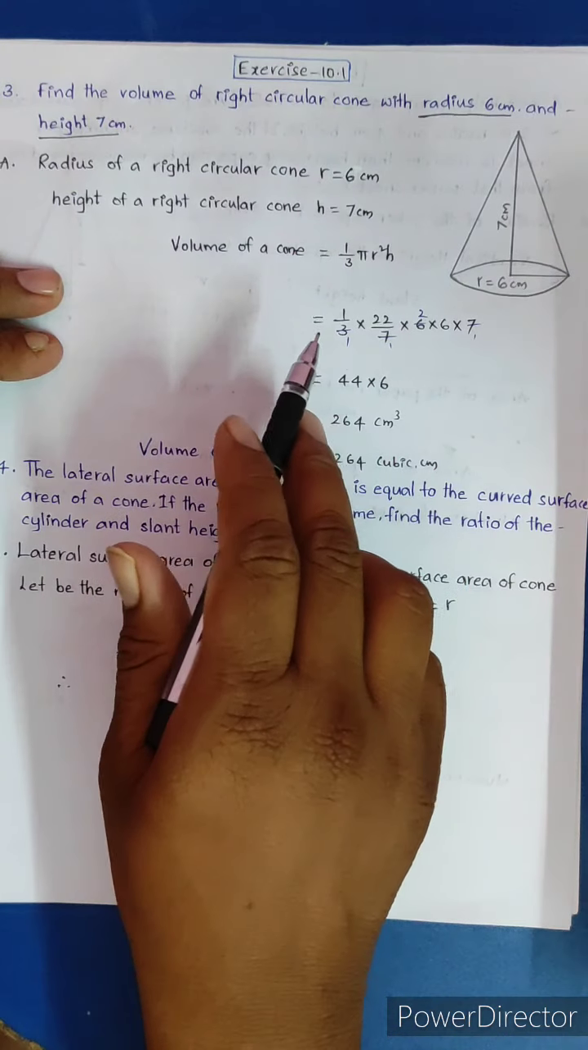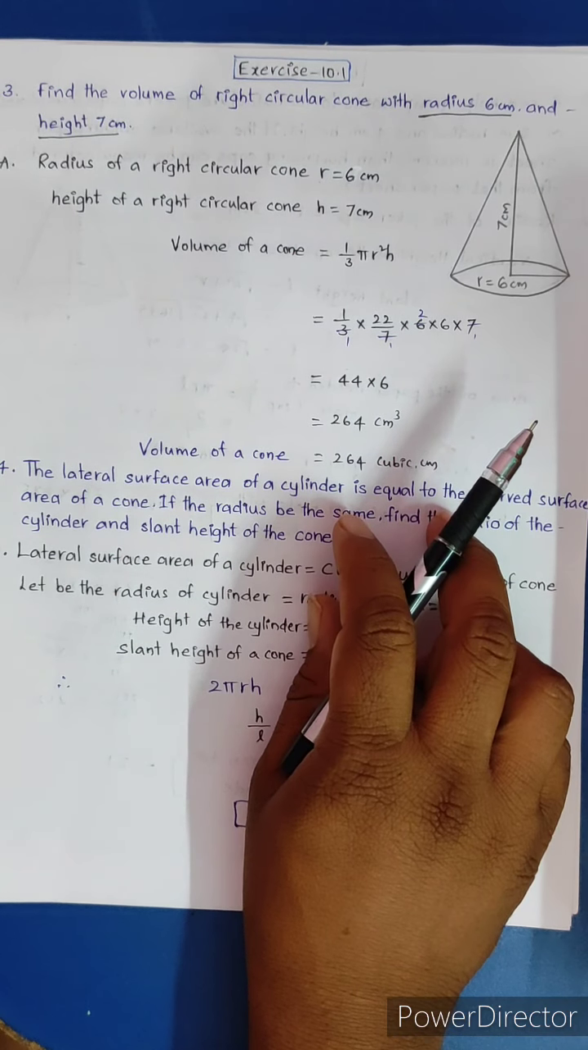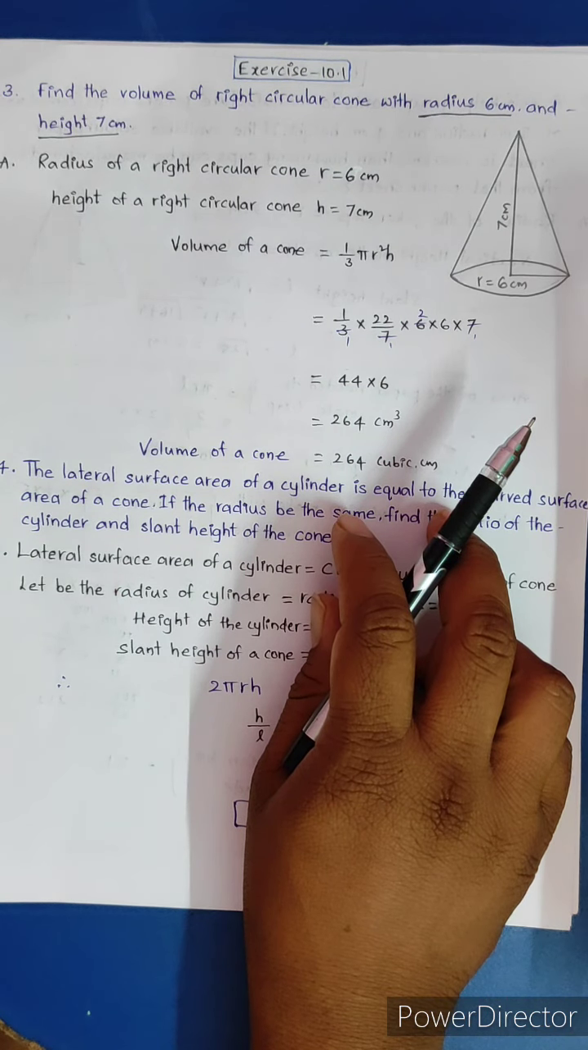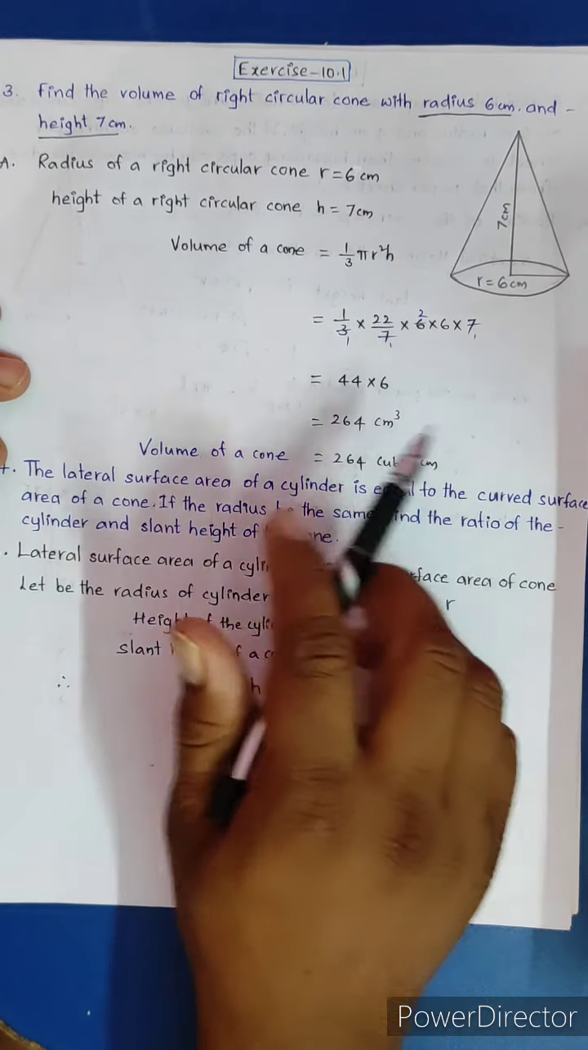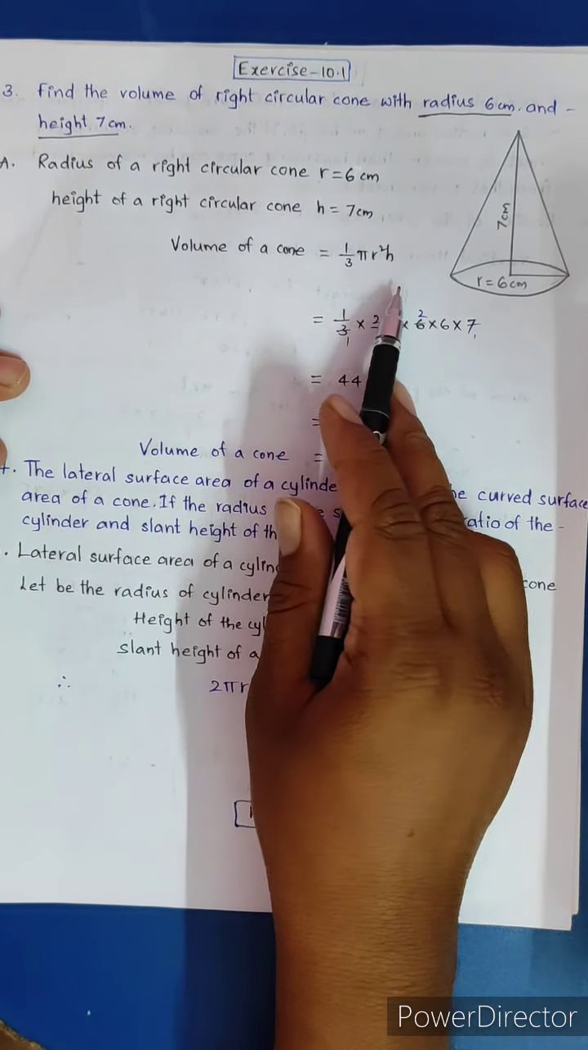This is the formula. All problems in Exercise 10.1, especially, are overall about cone and cylinder. Cone: lateral surface area, total surface area, volume. Cylinder: lateral surface area, total surface area, volume. All problems depend only on these 3D shapes. What are cone and cylinder? Volume of a cone is equal to 1/3 pi r square h.